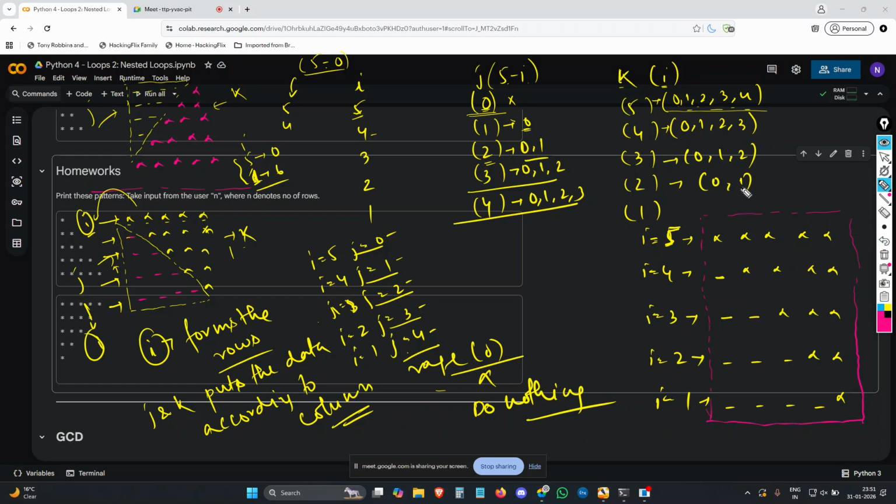So if you segregate them, it becomes something like this. This will become J, this will become K.